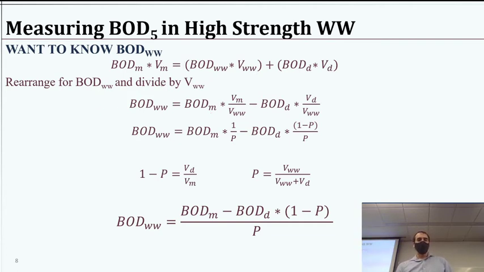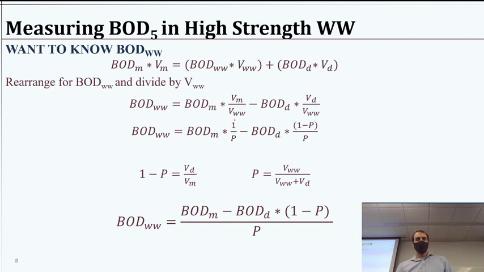We want BOD of the wastewater. We can divide everything by the volume of the wastewater, so that'll get rid of this part. That'll give us VD over V wastewater and VM over V wastewater. Then we can divide both sides by this, and we will end up with this line down here. So the BOD of the wastewater equals BOD of the mixture times VM over VW minus BOD of the dilution times this VD over V wastewater.